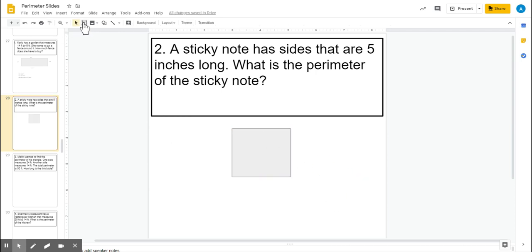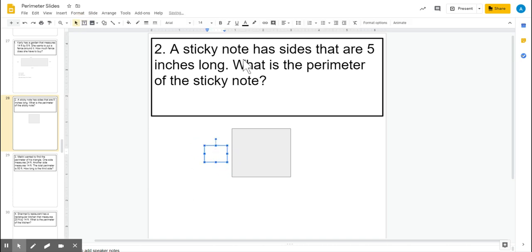I'm going to click on here where it says text box, and put in that these are 5 inches long, so I'm going to put 5 inches here. And if you remember, you can always Control C, Control V, make your copies, and just drag it to the side.